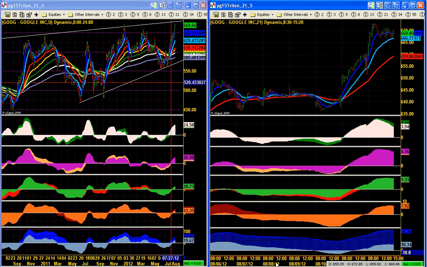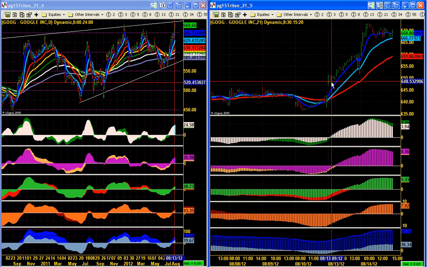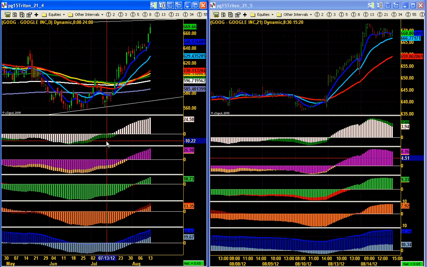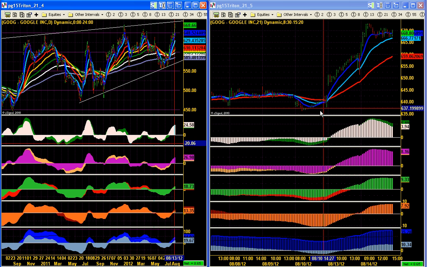As far as the 21-minute goes, it took off 2 days ago, and it's still going up. The T1 took off at the beginning of August 13th, good for 40 points. However, on the daily, the daily T1 took off way back at 590, 579. So that's almost made 100 points on this run since T1 on the daily took off.